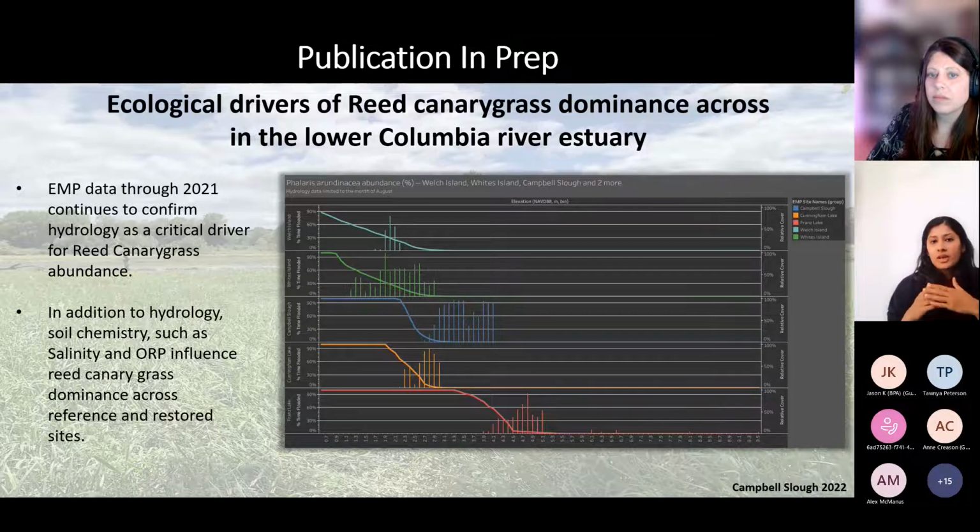Along with these varying inundation patterns and marsh elevations, they also influence the soil characteristics and create the biogeochemical template that's required to establish wetland plant communities. In our study, we will be exploring these relationships and mechanisms further and talking about how soil chemistry influences reed canary grass and other native vegetation species in our reference as well as restoration sites.